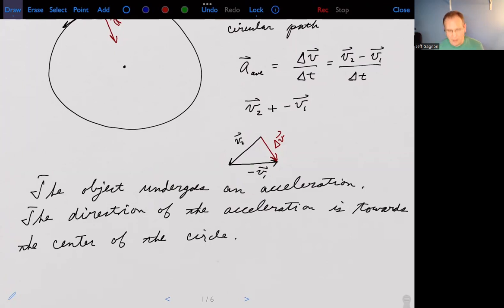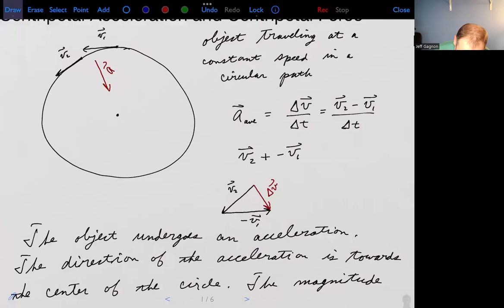Okay, so we know the direction. Now, what is the magnitude of this acceleration? Well, the magnitude is given by this formula. So it's A, and then I'm going to use the subscript C. This is really what we call the centripetal acceleration. So let me write that in here. Centripetal means like center seeking.